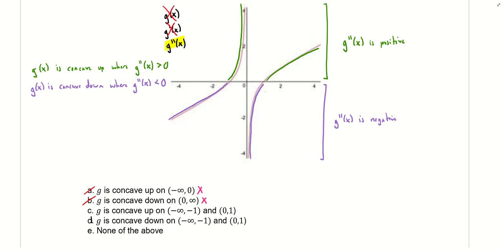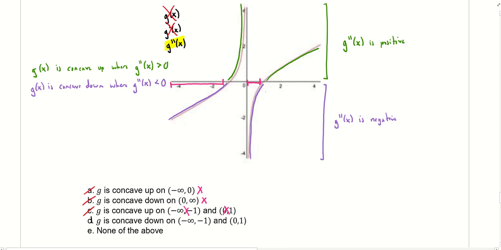Okay, let's look at part C. So C is saying g is concave up on negative infinity to negative 1. So that's this interval. And also on 0 to 1. So that's this interval. Well, that's opposite of what's going on. So on these two intervals, we can see that our second derivative is negative, less than 0, on the x-axis or below the x-axis. And when the second derivative is negative, that's just concave down on those intervals, not concave up. So it looks like C is also out.